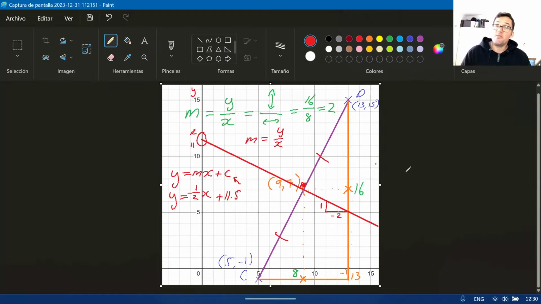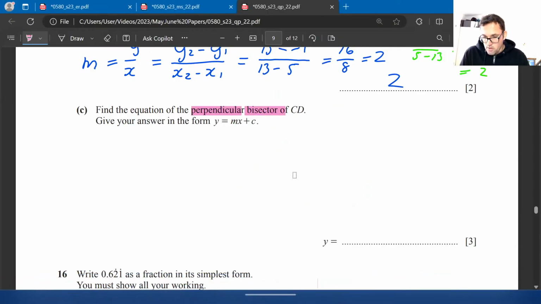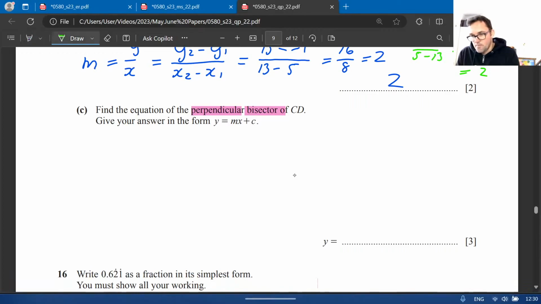Easy if you've got a little grid to help you, not so easy if you're in the exam and you don't. Or is it? I think it is quite easy if you know what to do. So let's use the information we have. First of all, we have the gradient of CD, the line that it's perpendicular to. It's 2, or we can say 2 over 1, because for every 1 square you go to the side, you go 2 squares up.